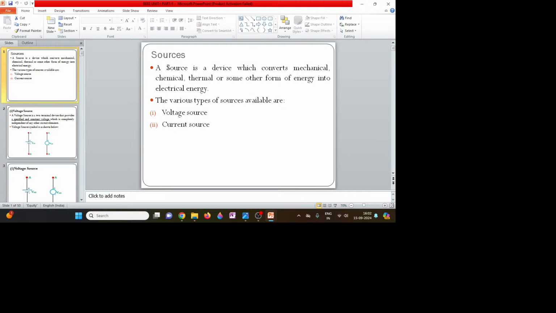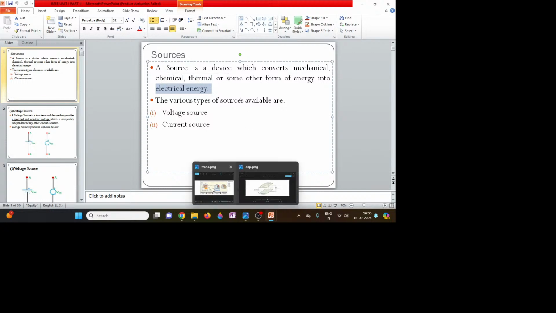As I'm explaining, you can parallelly note it down so that our time will be saved. So source is a device which can convert mechanical, chemical, thermal or any form of energy into electrical energy. Since I'm discussing about electrical circuits, that's why I'm talking about converting some form of energy into electrical energy. So I have an image here, I will show it to you.